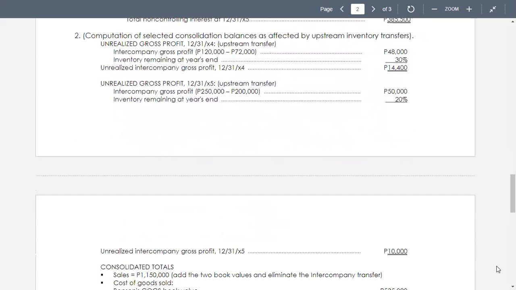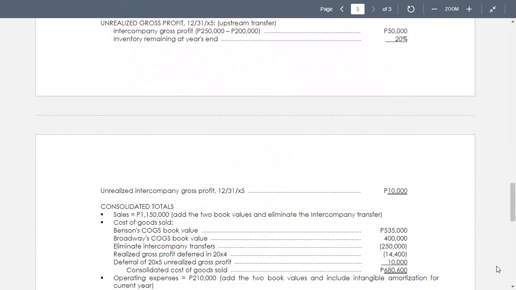So we now have the unrealized intercompany gross profit equal to 10,000 because of the ending inventory. So for the consolidated totals in requirement number 2, sales, again 1,150,000. That's the same as requirement number 1. So we have 1,400,000 minus 250,000.